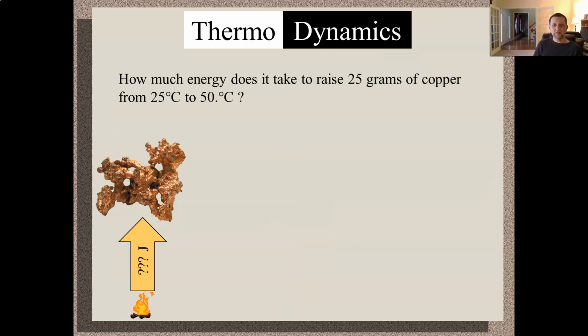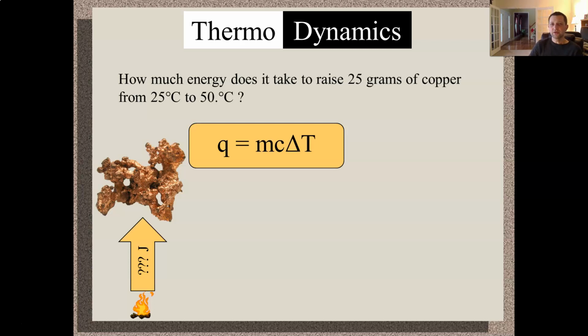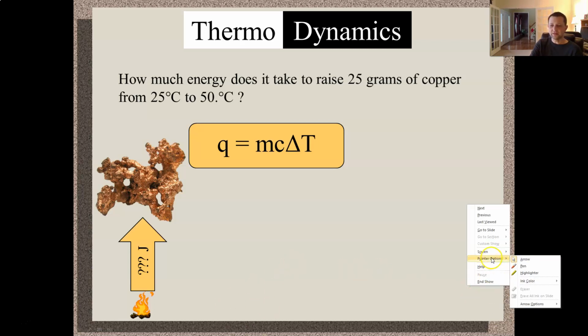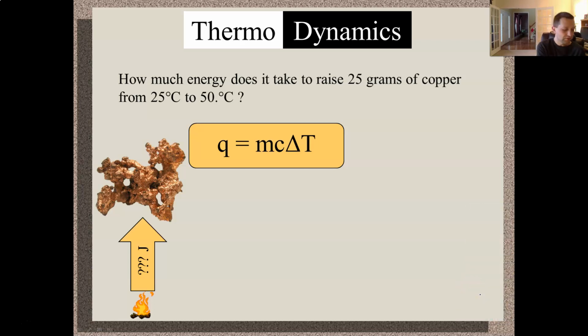So here's an example for you. It says, how much energy does it take to raise 25 grams of copper from 25 Celsius to 50 Celsius? The equation we're going to use here that we should write down is Q equals mc delta T. Q stands for heat or energy. So let's write this stuff in here to make sure we have it. Q, again, stands for heat or energy.